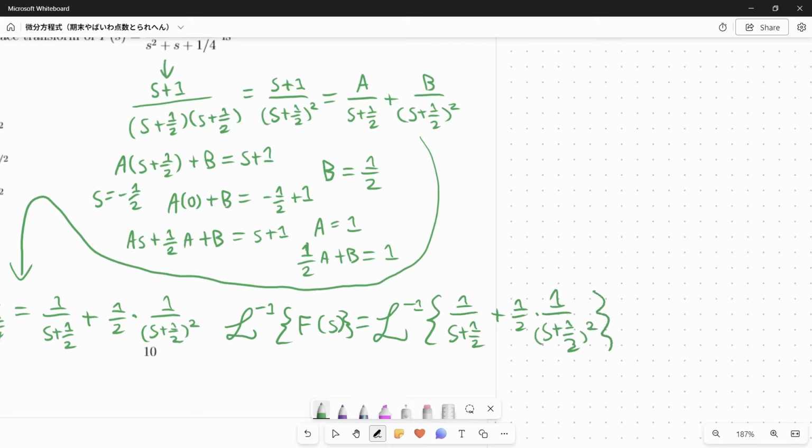And then the next thing we can do is, now that we've broken this up into smaller parts, we can find the inverse Laplace transform of these two components individually. So I'm going to rewrite this, as we can say that the inverse Laplace transform of f of s is going to be equal to the inverse Laplace transform of 1 over s plus 1/2 plus the inverse Laplace transform of, and then another thing is we can get rid of constants.